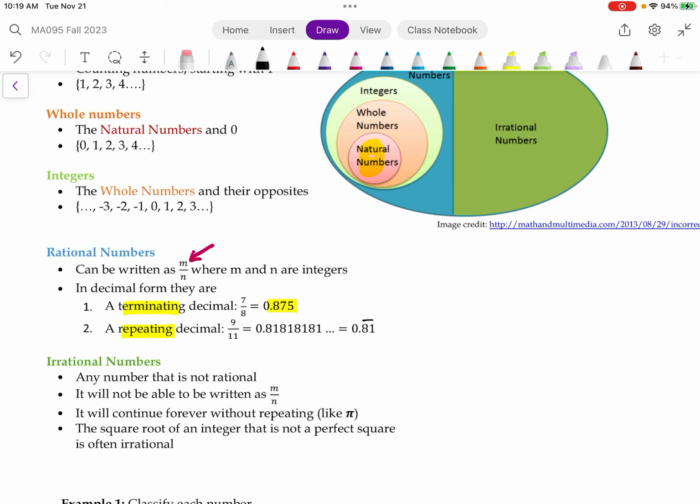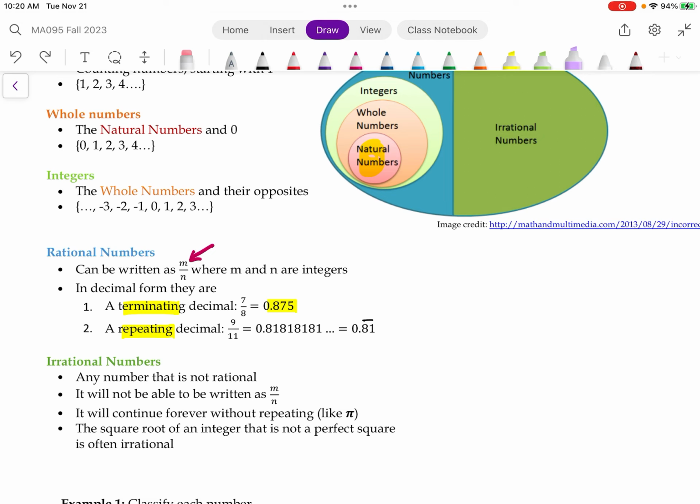An irrational number is something that cannot be written as m/n. So you can't do it. It doesn't work. There's no way to make it turn into a fraction. It will continue forever without repeating, like pi.